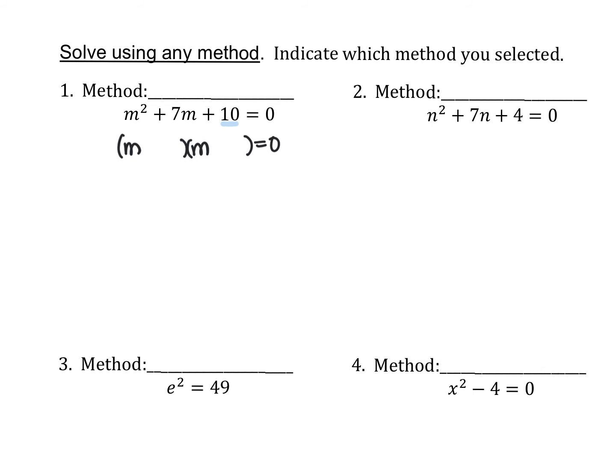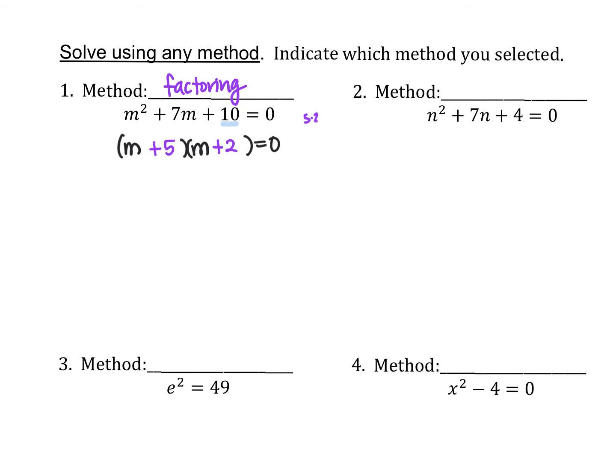Okay, let me look at the 10. What do I multiply to get 10? I could do 5 times 2. Is 5 plus 2 equal to 7? It is. Because I could think of the combination, I am going to factor this one. So for my method, I'm going to do factoring.